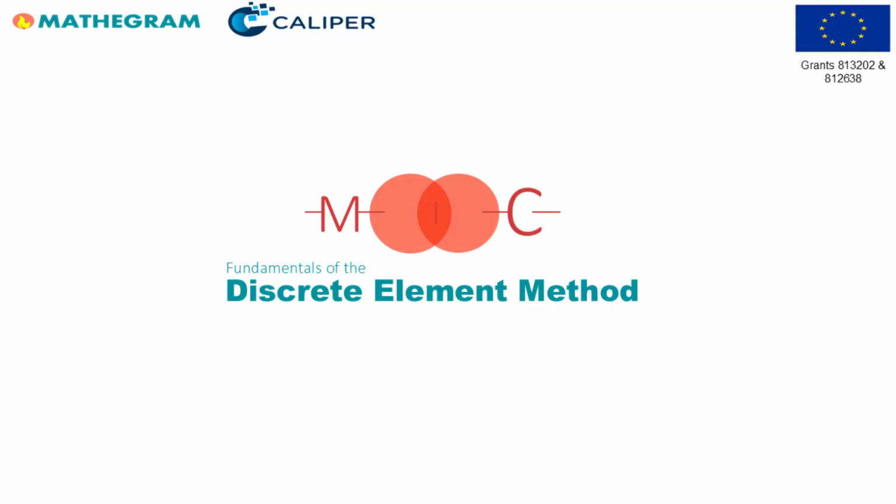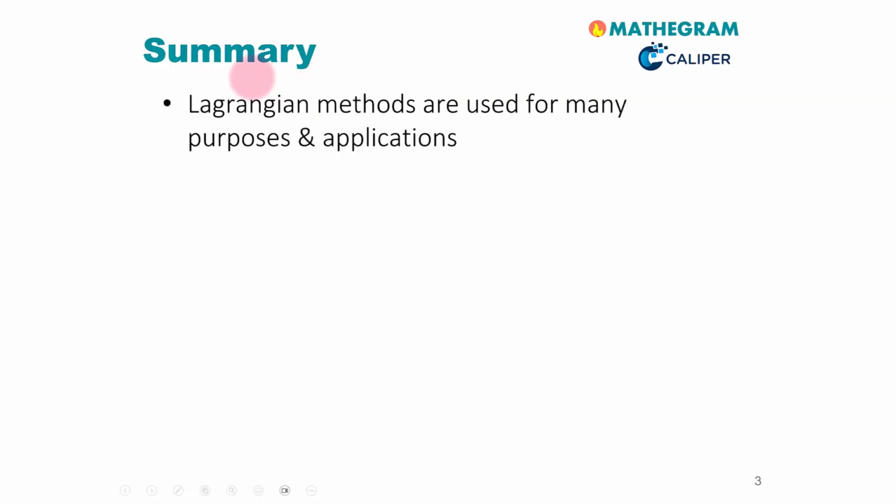In this final part of the introduction unit, I would like to first wrap up what you have learned so far in this unit. We have started with an overview of Lagrangian methods, and you have seen that they are used for many different purposes and applications, ranging from particle tracking, as with the discrete element method, to molecular dynamic systems of materials.